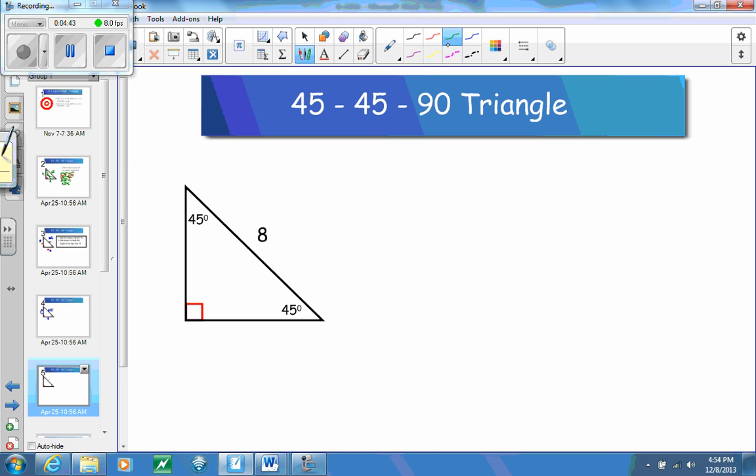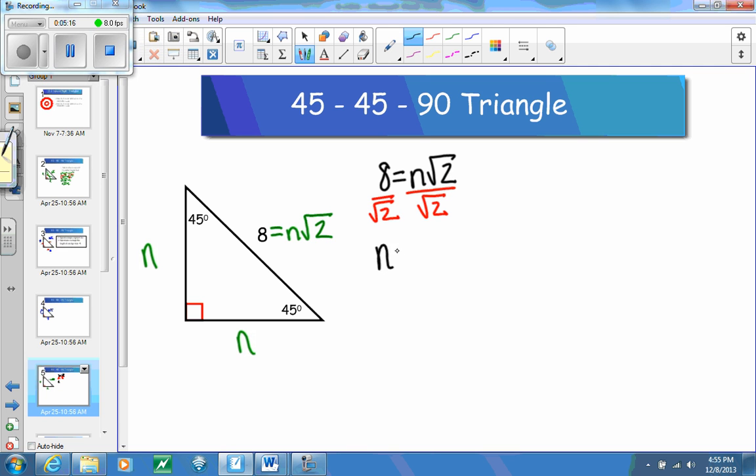So the fact that I know that I have 8 here, and this 8 equals n times the square root of 2, because that's what our hypotenuse is. I know that my two legs are both going to be n. So if I can solve for n, that means I'm going to be able to know what the lengths of my sides are. So I'm going to set up an equation. 8 is equal to n times the square root of 2. Solving for n, if I divide both sides of my equation by the square root of 2, I end up with n equals 8 divided by the square root of 2.